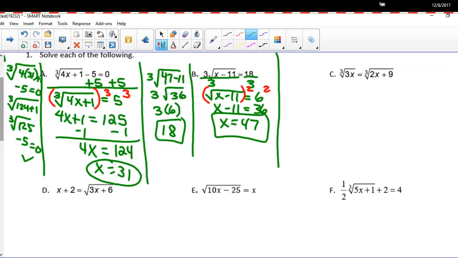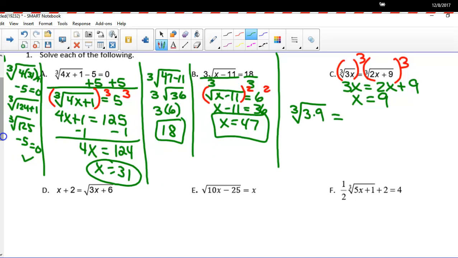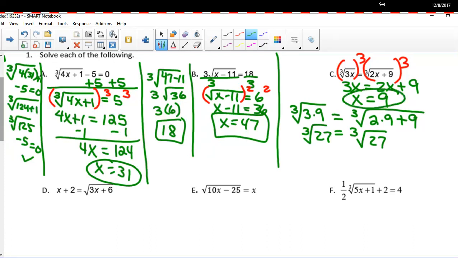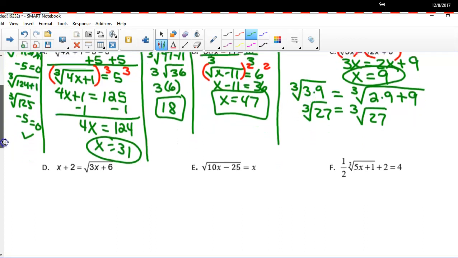Okay, on the third one, we're going to cube both sides. So that gives us 3x on the left, 2x plus 9 on the right. So x is equal to 9. So that's our solution. Let's move on to D.